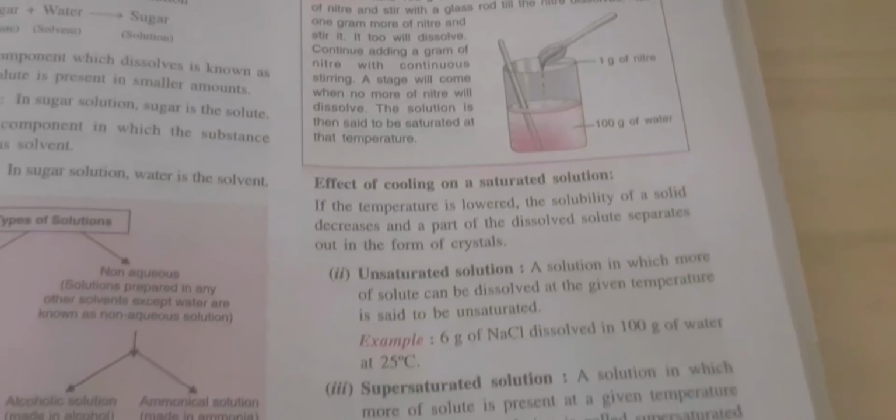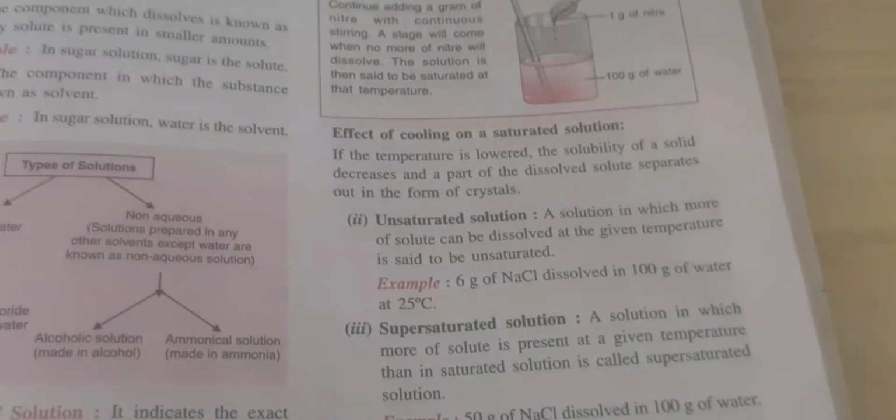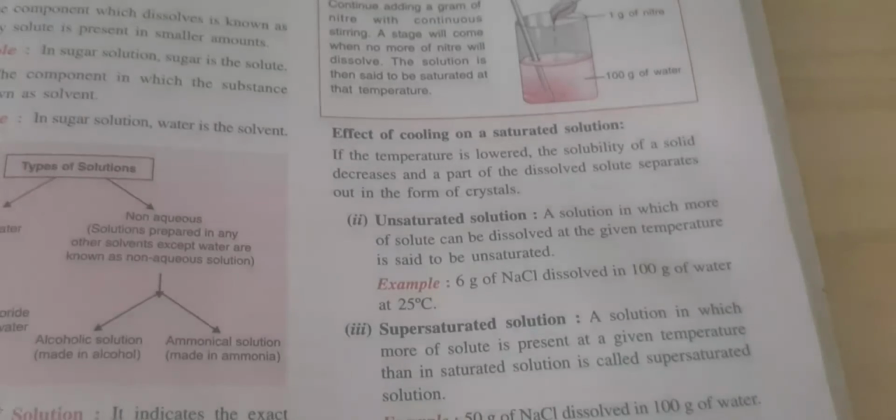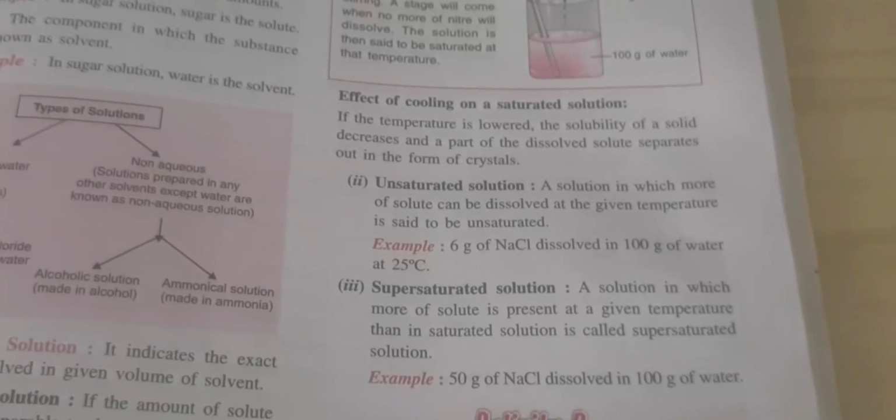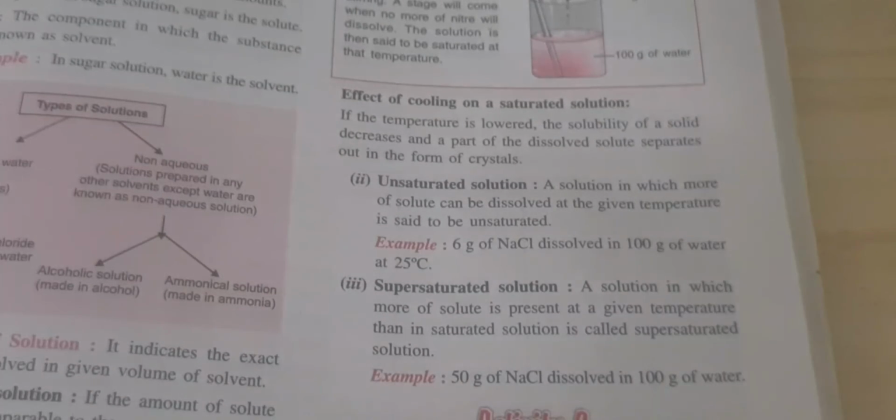Now, what is the effect of cooling on saturated solutions? If the temperature is lowered, the solubility of the solid decreases. A part of the dissolved solute starts separating and I can see the salt settling down at the bottom of the beaker. An unsaturated solution is a solution in which more solute can be dissolved at a given temperature. There is one more definition, a supersaturated solution, a solution in which solute is added more than its capacity. It means a saturated solution is formed and after that I am still adding more and more, so that type of solution I call a supersaturated solution.